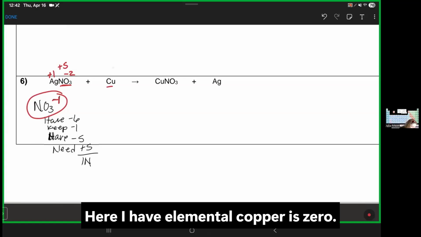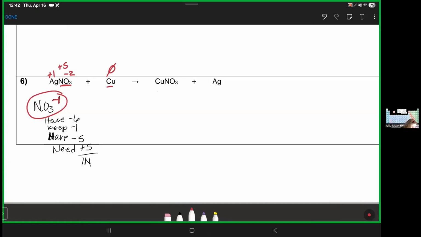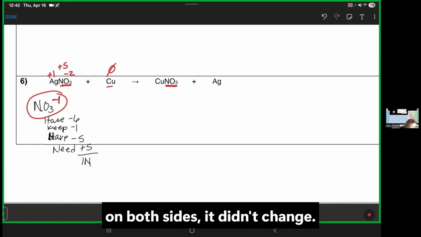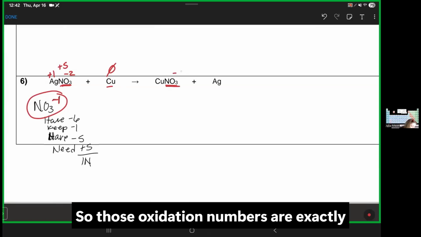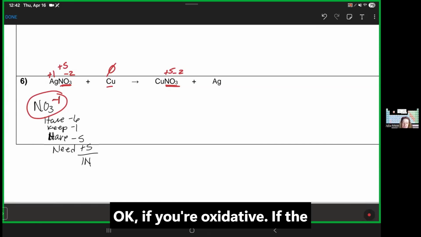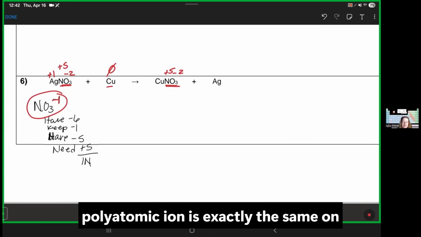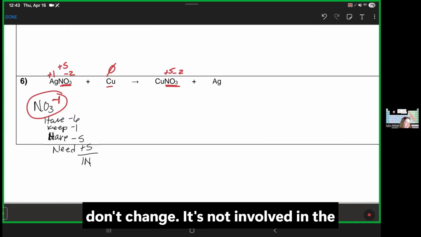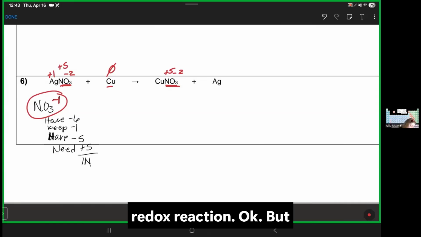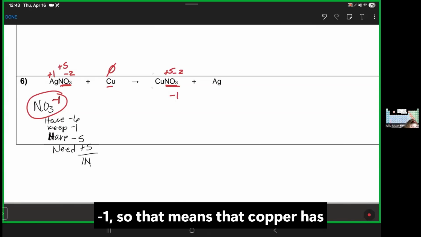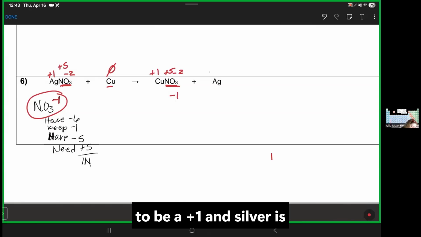Here I have elemental copper is 0. Here, nitrate is exactly the same on both sides. It didn't change. So those oxidation numbers are exactly the same also. Okay, if the polyatomic ion is exactly the same on both sides, then its oxidation numbers don't change. It's not involved in the redox reaction. Okay, but over here, we know this nitrate is -1, so that means that copper has to be a +1, and silver is elemental silver, 0.